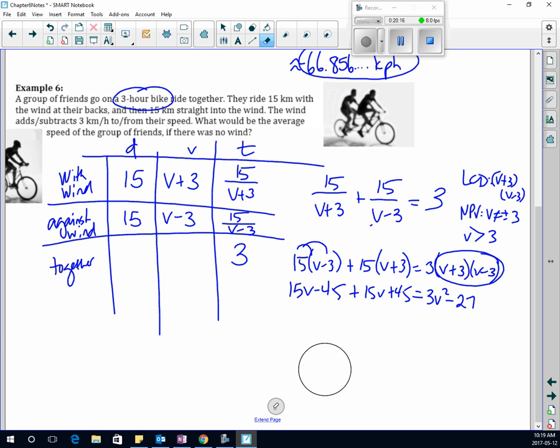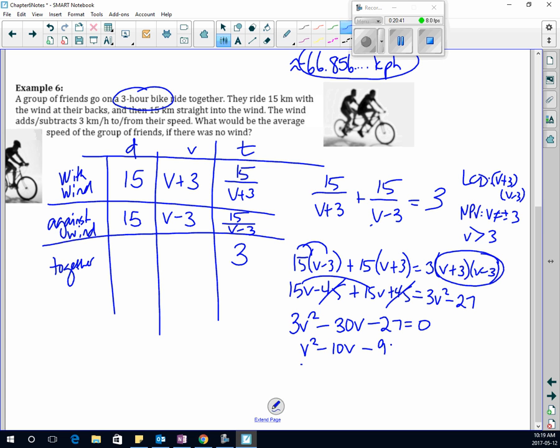So the 45 and the minus 45 cancel. So then I get 3v squared. If I move the 15 and the 15, which is 30, over to the other side, I'll get minus 30v minus 27 equals 0. I'm going to divide both sides by 3. I get v squared minus 10v minus 9. And again, don't forget to equal 0. So it's v minus 9. Oh, this doesn't factor.